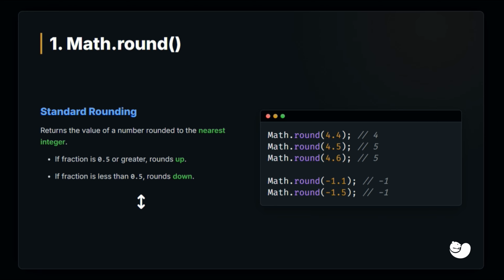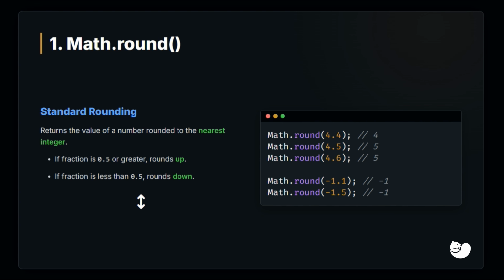Let's begin with the most fundamental operation, standard rounding. The Math.round function behaves exactly as you were taught in elementary school mathematics. It looks at the fractional part of a number to decide its fate. If that fraction is 0.5 or greater, the number is pushed up to the next integer. If it is anything less than 0.5, it snaps down to the lower integer.